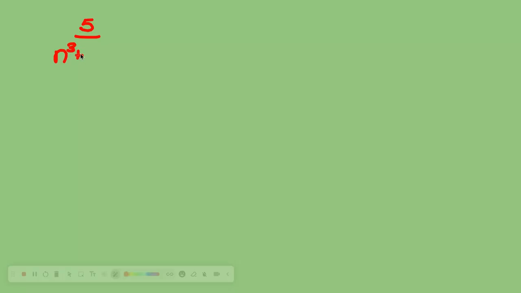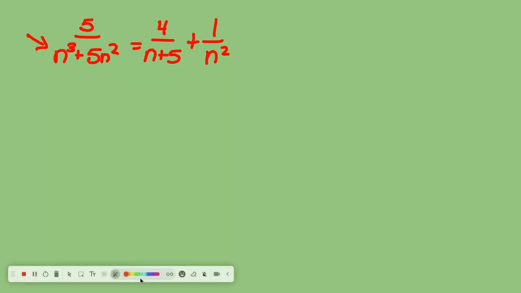So what if I had, let's do a harder one. What if I had 5 over n cubed plus 5n squared equal to 4 over n plus 5 plus 1 over n squared? Now again, you need a common denominator, like we did last time. But you can also look to see if you can factor, and you can factor this out. You can actually factor the n squared out, because n squared will go into n cubed. So let's factor that out first.